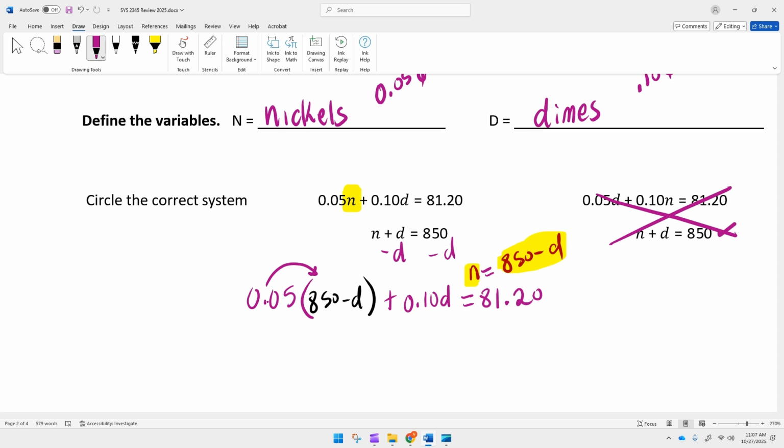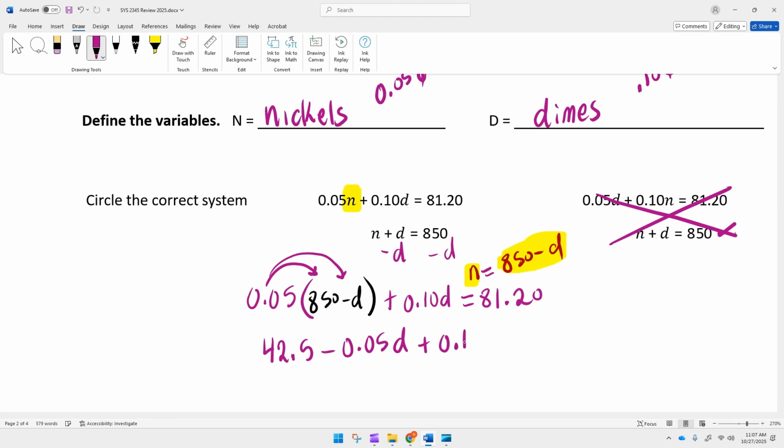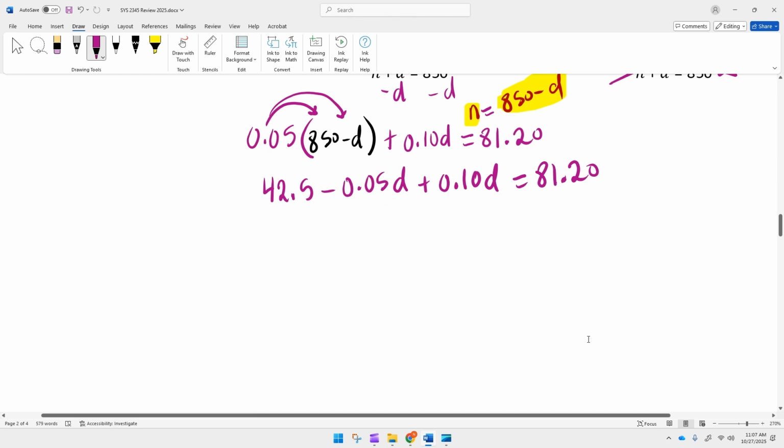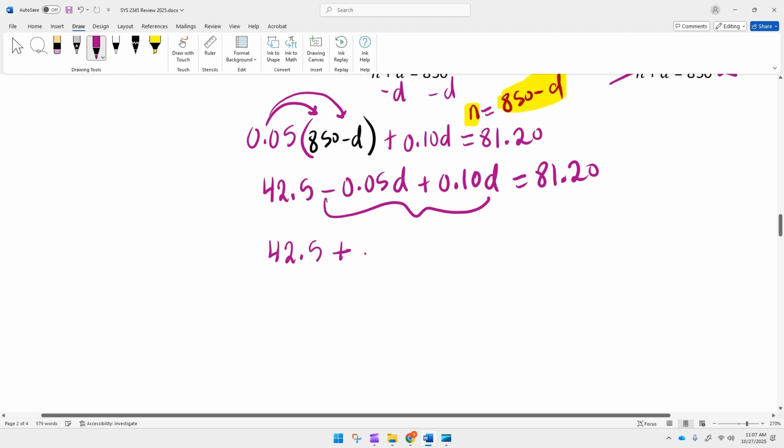That gives me 42.5. Negative times a positive is a negative, so minus 0.05 D. Add 0.10 D equals 81.20. We okay so far? Any questions on what I've done? We can combine like terms. That becomes 42.5 plus 0.05 D equals 81.20.